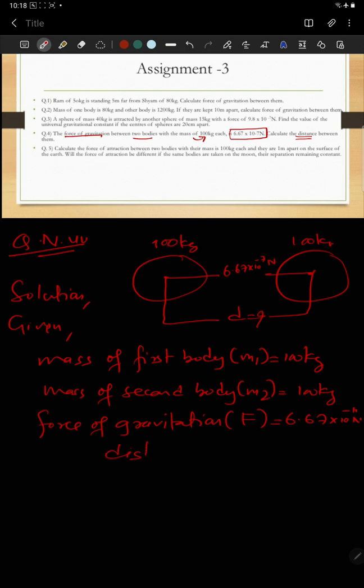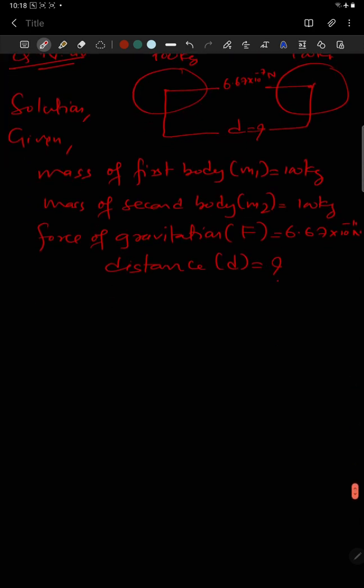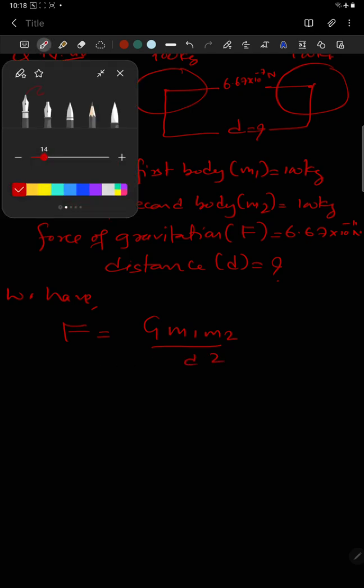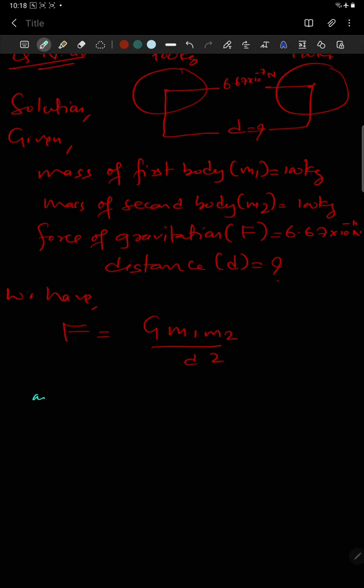Now distance is asked. Distance d equals to what? So we'll be using same formula. We have F equals to capital G m1 m2 by d square. So now keep those values. Value of F is given here, 6.67 into 10 to the power minus 7 Newton. So let us write that value, 6.67 into 10 to the power minus 7 equals to capital G value you know already, 6.67 into 10 to the power minus 11.